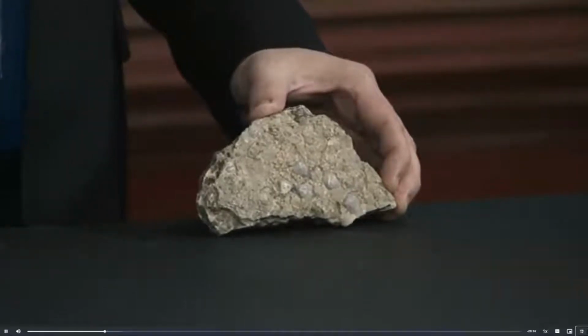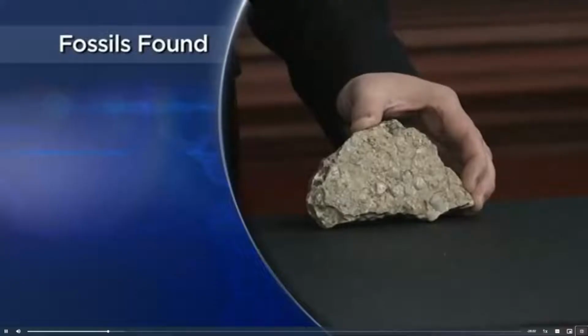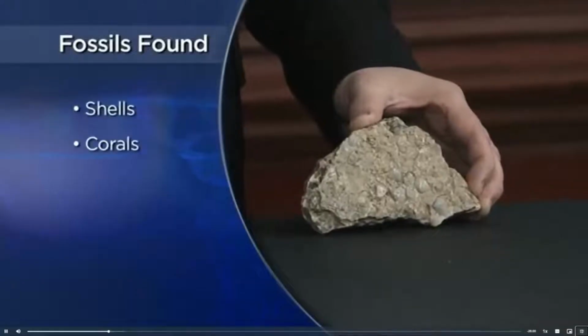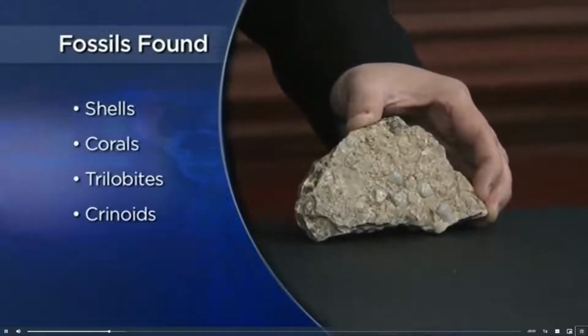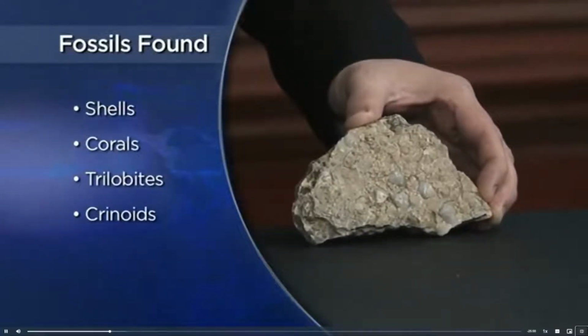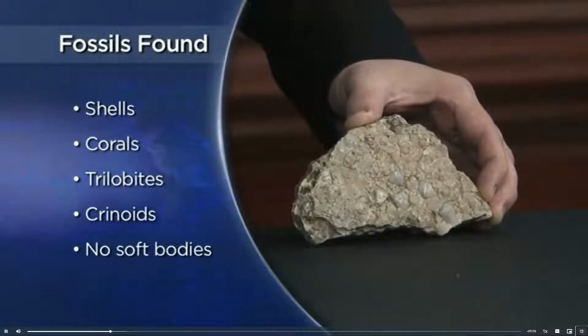I have to say, it's just a remarkable experience to be able to go out in the area that you live, look at a rock, and find the evidence of living organisms in it. But frankly, there's nothing too unusual about this rock. The fossils here are shells and corals. There are a few trilobites, crinoids. They're hard stuff, shells. None of the soft body parts is preserved here.